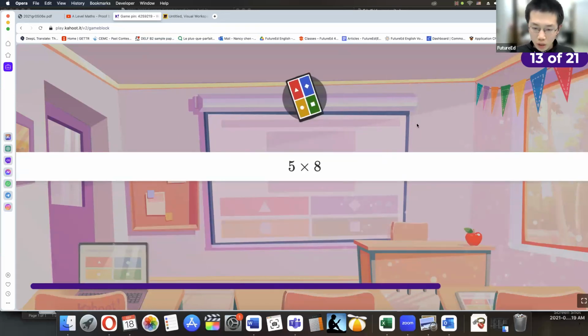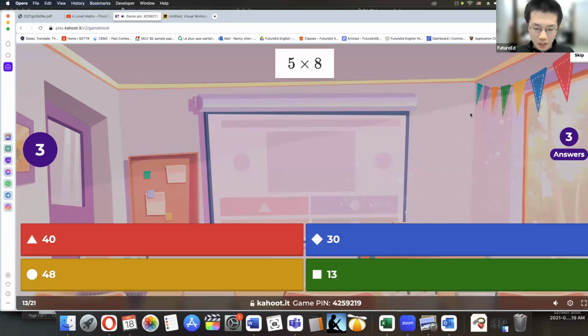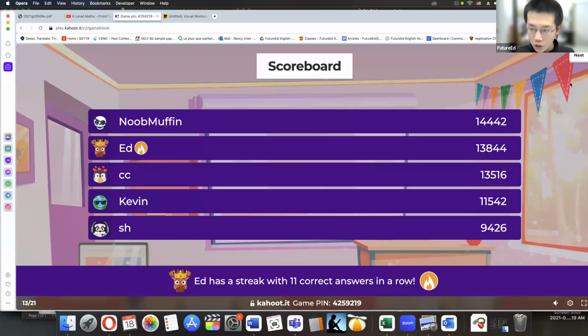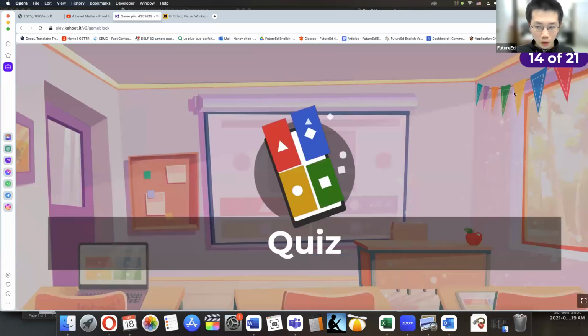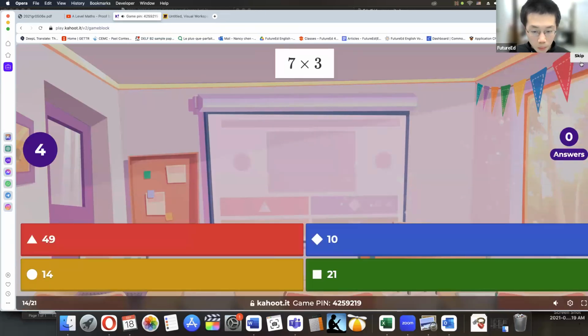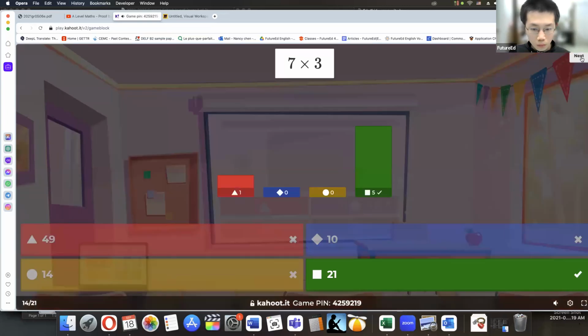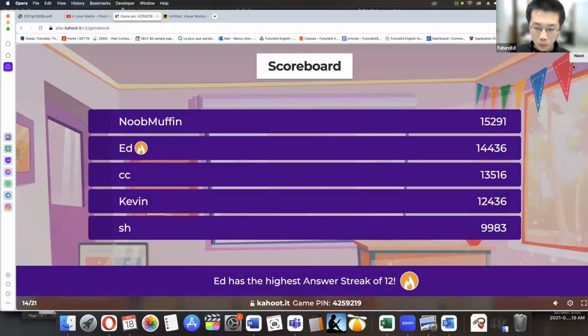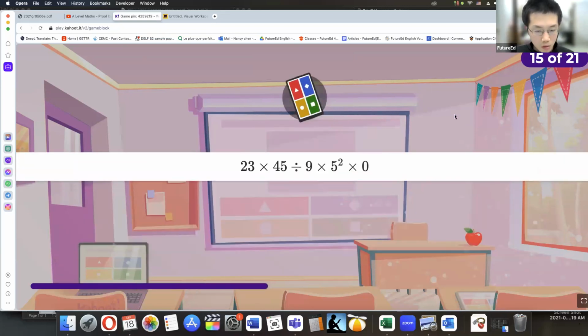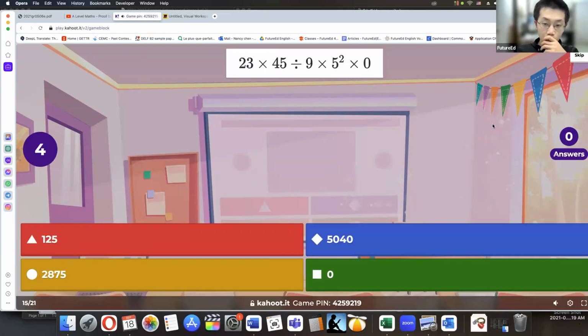The questions are all actually decently challenging, I think. Not this one exactly, but okay. I think everyone knows multiplication. That's good. Next one. Another multiplication problem. Nice. 21 is the answer. It's just 7 plus 7 plus 7, or you can add 3 seven times.